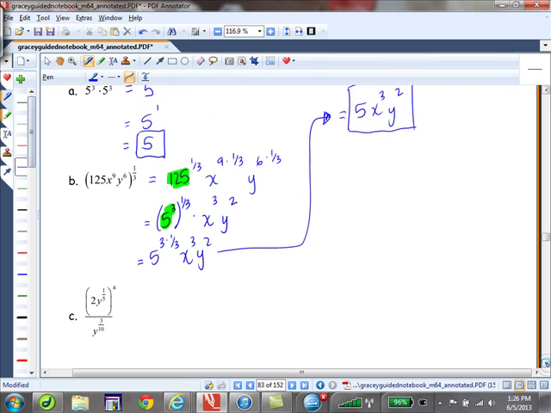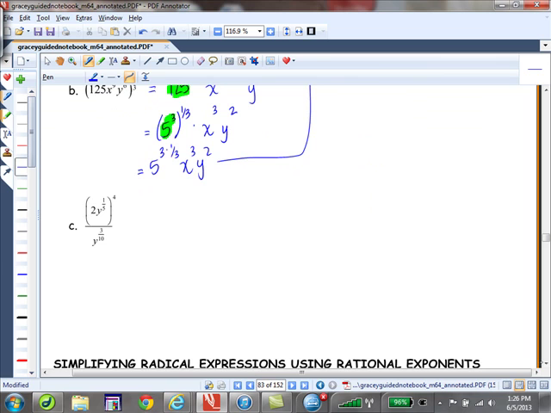And then part C, this will be 2 to the 4th y to the 1/5 times 4 over y to the 3/10. So 2 to the 4th is 16. We'll have y to the 4/5 over y to the 3/10. This will give us a result of 16 y to the 4/5 minus 3/10.